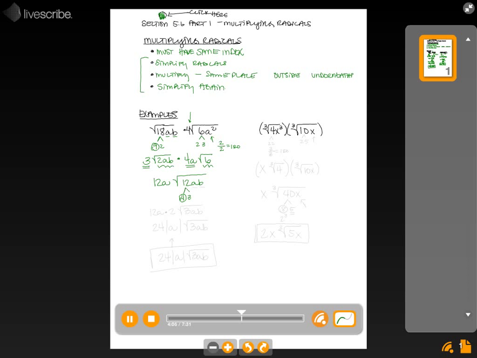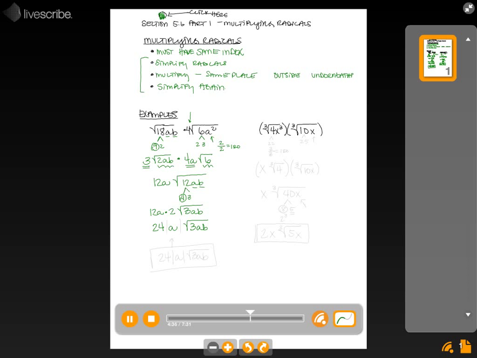4 is a perfect square, so we're going to take a 2 out in front. So now we have 12a times 2. The a and the b, neither of them still have an exponent that's bigger than the index. So they're both going to stay underneath, which means we're going to leave 3ab underneath. Now we multiply these two together out in front, 24a square root 3ab.